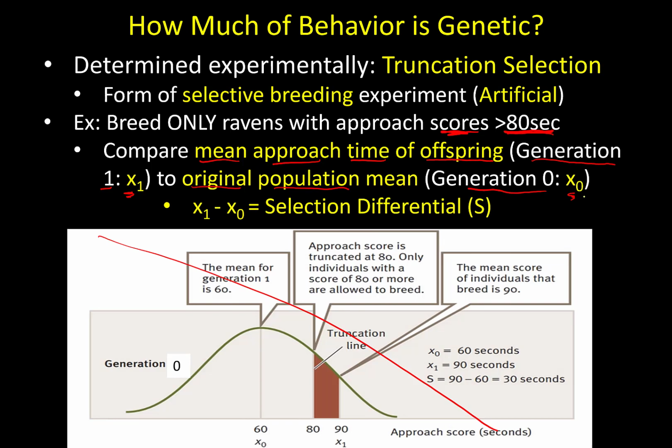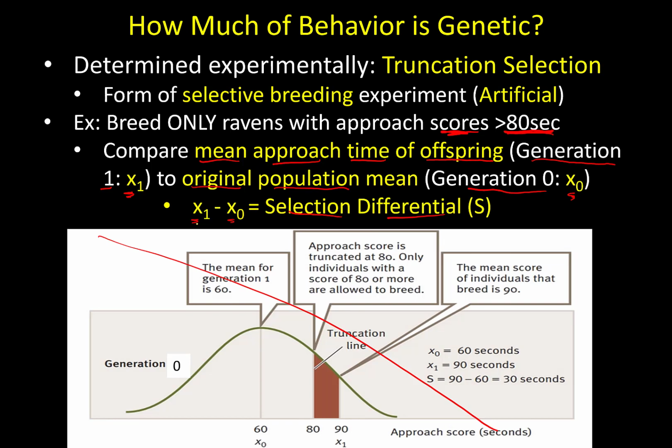The first factor we're going to calculate is something called the selection differential. We're going to subtract the mean of our original population from the mean of our offspring. And that number is going to represent the total amount of variation that could be explained by evolution alone, or by natural selection alone. Okay? So if you are only relying on natural selection to affect your approach time, the selection differential would tell you the maximum amount of change that natural selection could actually do by itself.